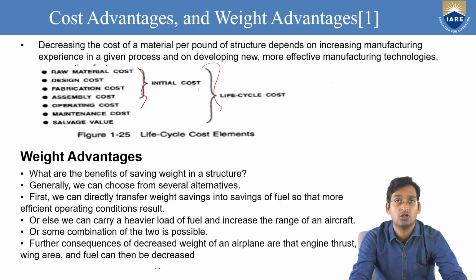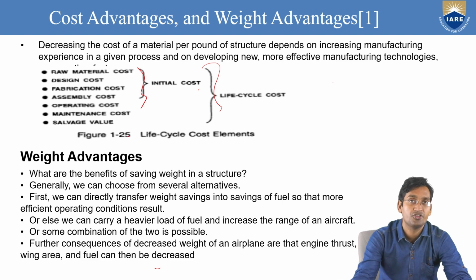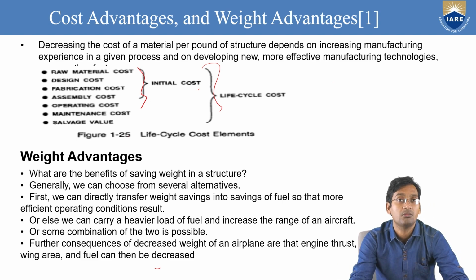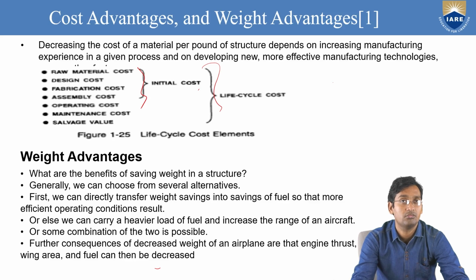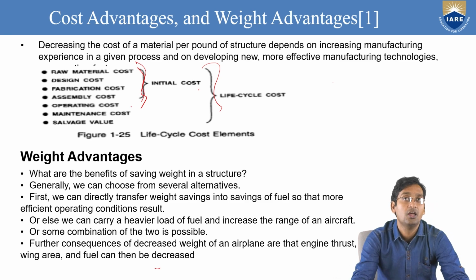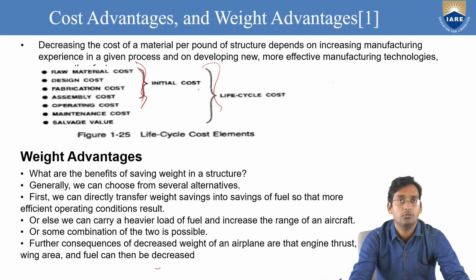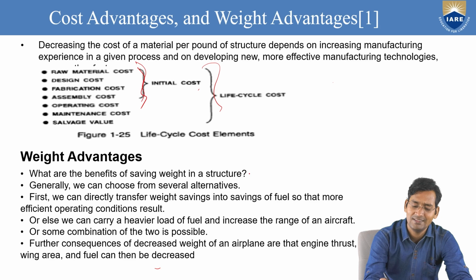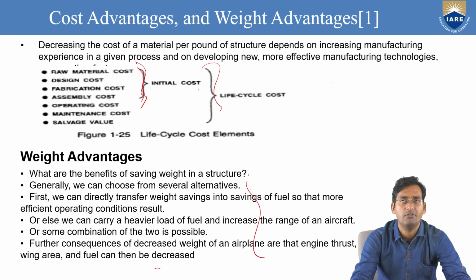Now, cost advantages: raw material cost, design cost, fabrication cost, assembly cost, operating cost, maintenance cost, and salvage cost. So these costs are there. From raw material to assembly cost is the initial cost. Then operating cost: according to how much you operate, you have to pay. Then maintenance, for which you also have to pay. And salvage means the price is reduced. These are the advantages of having lesser weight. If the weight is lesser, we can take more of other things. If the weight is higher, then we cannot take the other things.